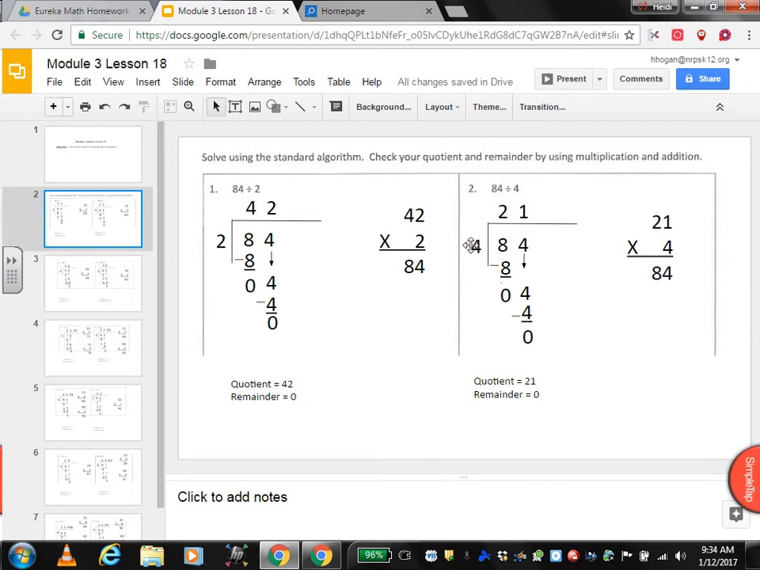And we check with multiplication. So we do our quotient times our divisor. 42 times 2 is 84. Our answer is correct.